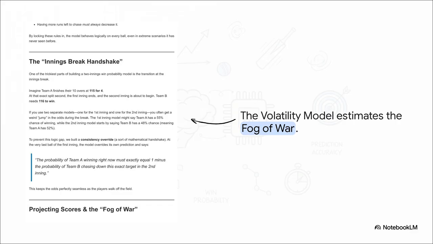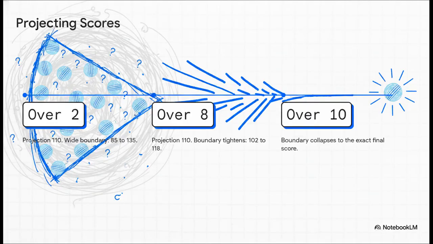Most basic score predictors just give you a flat, boring number on the screen, like projected score 105. But any cricket fan knows that early on in a 10 over game, the range of possibilities is just massive. So instead of spitting out a single, potentially misleading number, this engine uses a separate volatility model to estimate that massive uncertainty. They actually call this the fog of war. And it's fascinating how that fog of war slowly lifts as the match goes on.